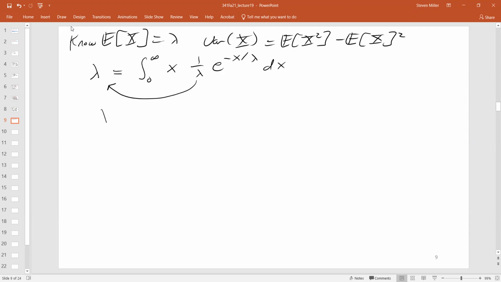So what I'm going to do is move a lambda over to the other side. If I move the lambda over to the other side, first I get lambda squared is the integral from 0 to infinity of x e to the negative x over lambda dx. Isn't this much nicer now?